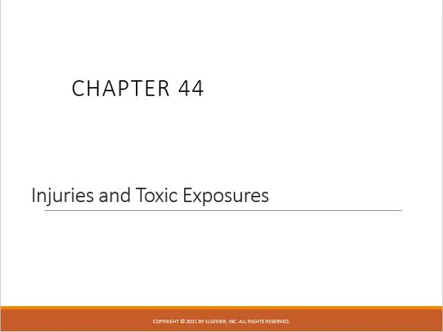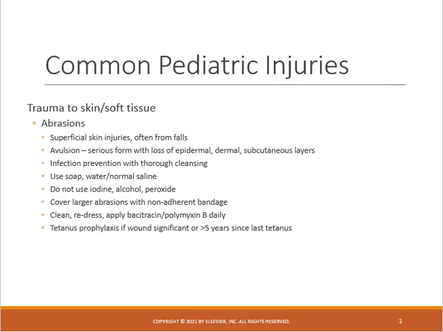So we're going to first talk about some skin issues, trauma to the skin, and soft tissue. And these are typically listed as abrasions. It's a superficial skin injury that's resulted usually from a fall or friction to the skin. A deeper issue would be an avulsion, which is loss of epidermal, dermal, or subcutaneous layers.